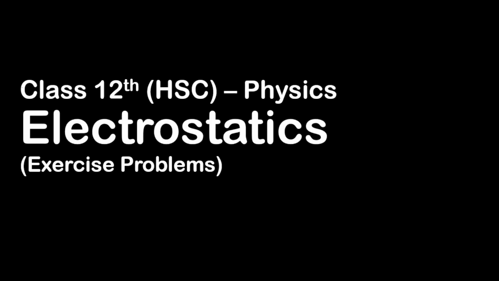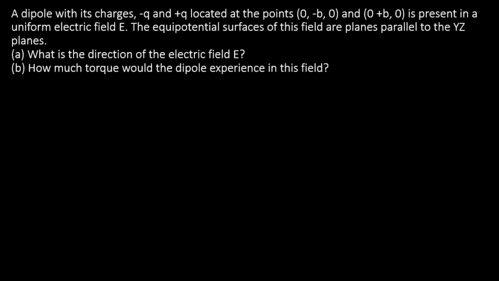So in this video we will solve the sums of class 12th physics chapter 8 electrostatics. Let's look at the first sum. A dipole with its charge minus q and plus q located at points minus b and plus b is present in a uniform electric field E.